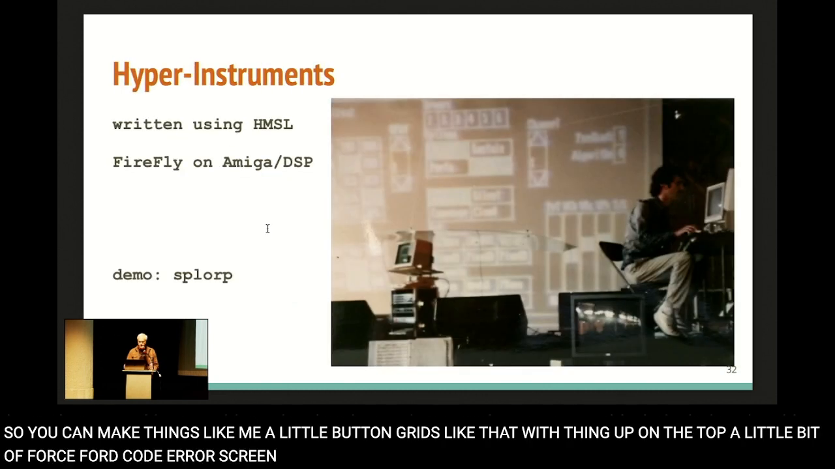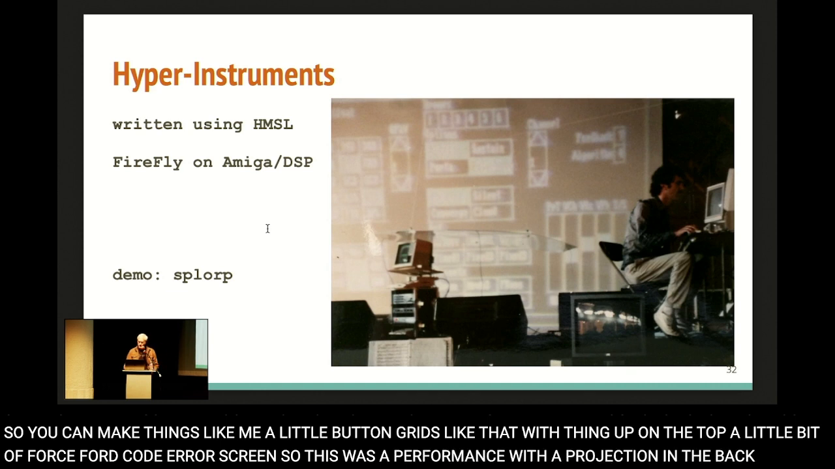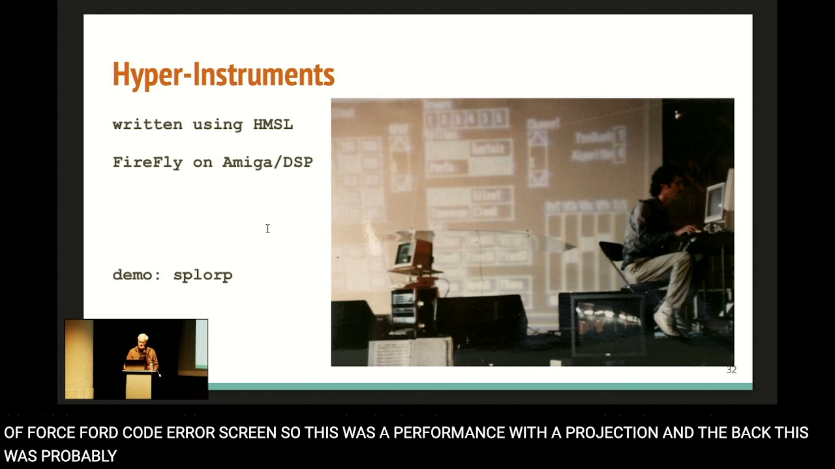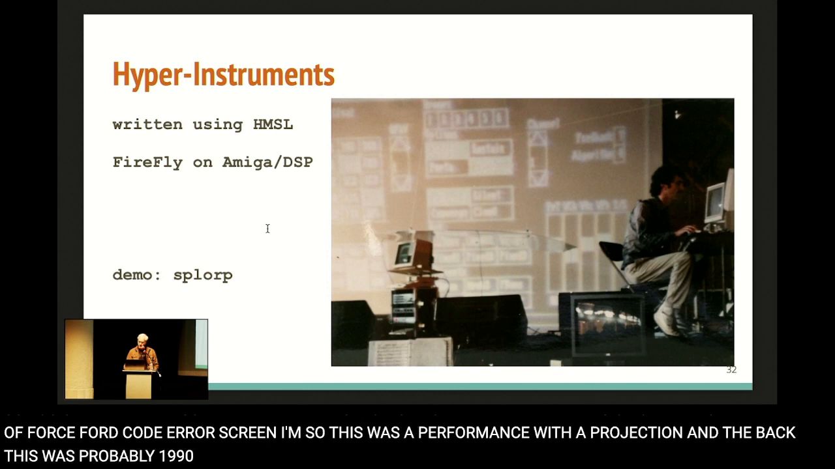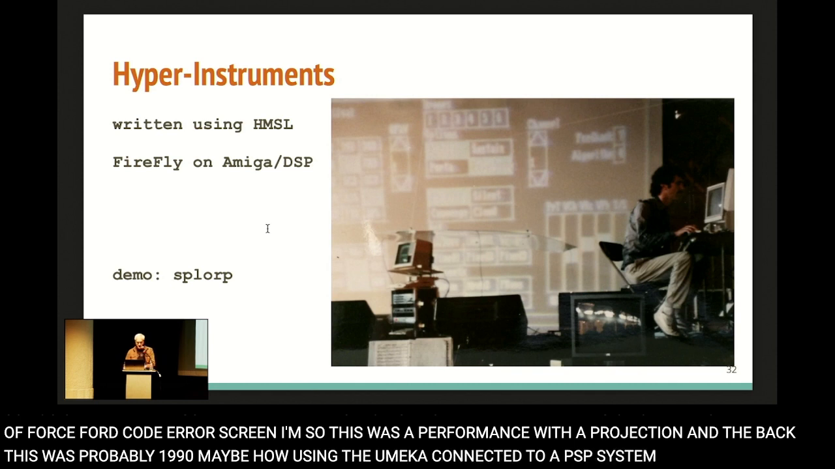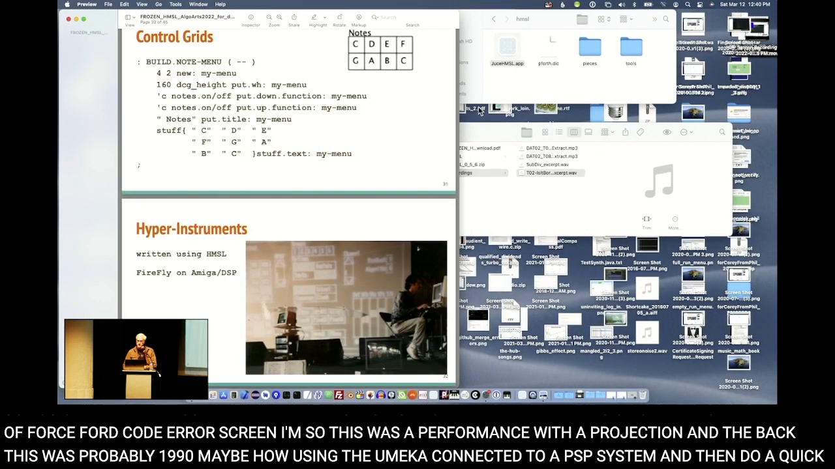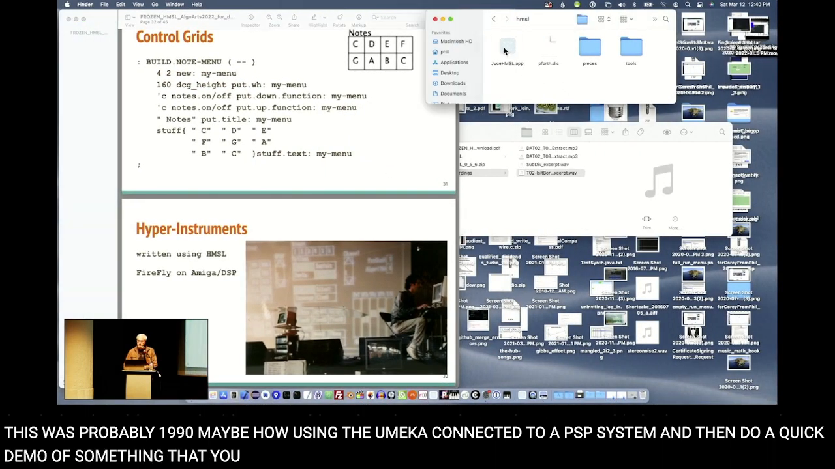So this was a performance with a projection in the back. This was probably 1990, maybe, using the Amiga connected to a DSP system. And then I'll do a quick demo of something that uses control grids.